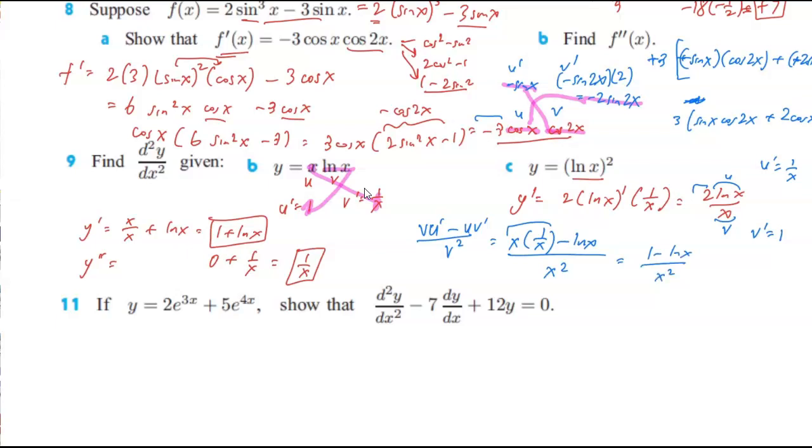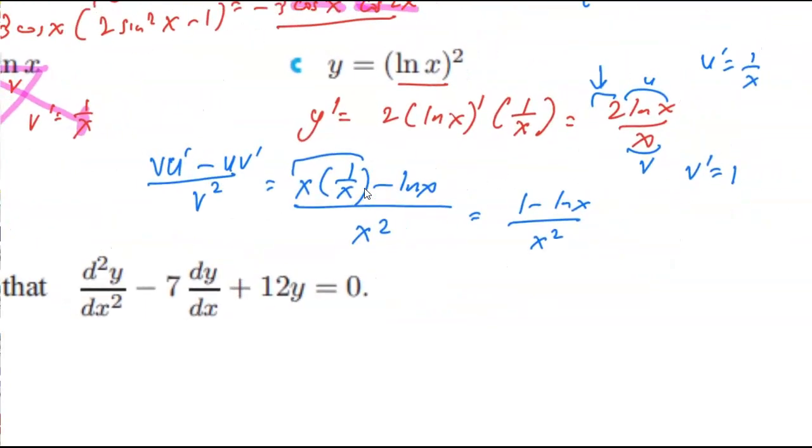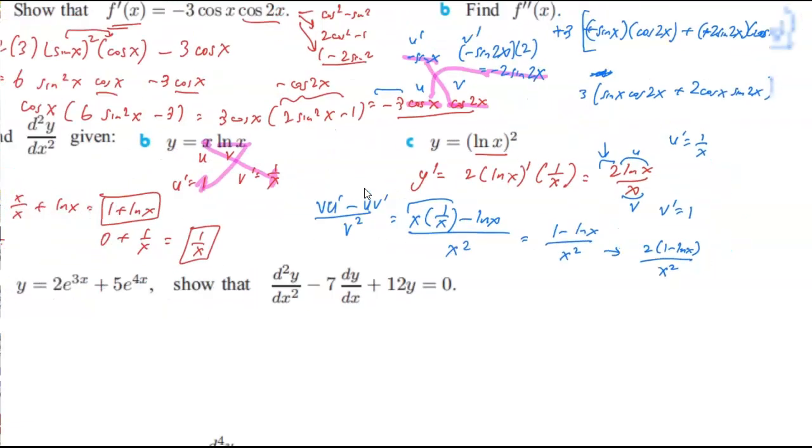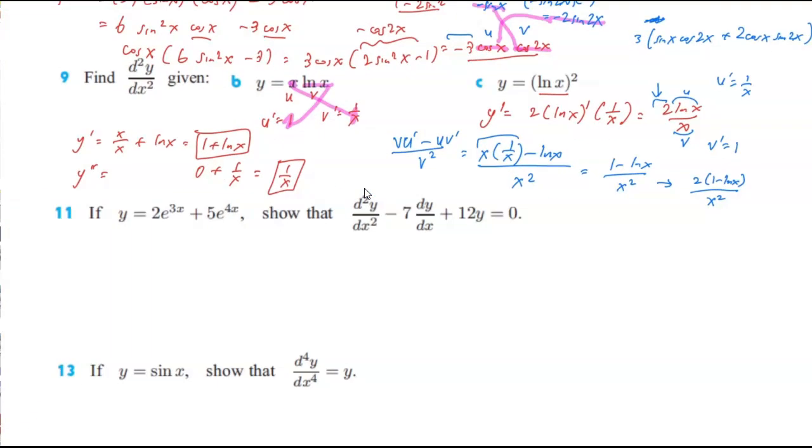That is mostly done. The only thing we need to do is multiply everything times the coefficient of 2. So it's actually equal to 2 times 1 minus natural log of x divided by x squared. And now we're finally done with the second derivative of natural log of x quantity squared.